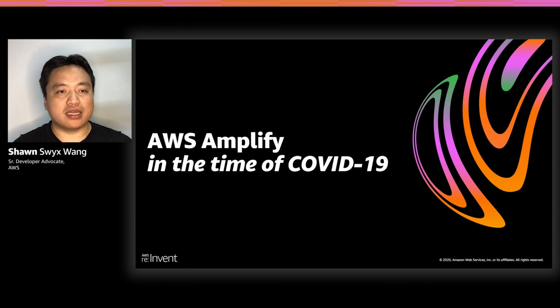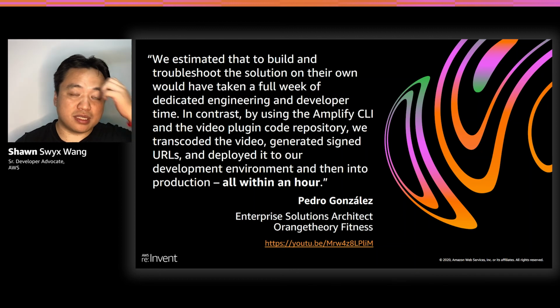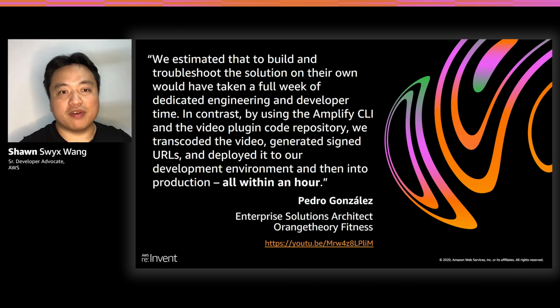One of the examples I really like is Orange Theory. Orange Theory is like a fitness app. They needed to basically pivot to remote video, and have 1 million users come over in a very short amount of time. They estimated that they would need a full week to build a video streaming solution on their own. Instead, they used the Amplify video plugin, which we had just released as kind of a coincidence, and they had it up and running within an hour. That was a very fast speed up because we got rid of a lot of undifferentiated heavy lifting for the Orange Theory team, so they're pretty happy.